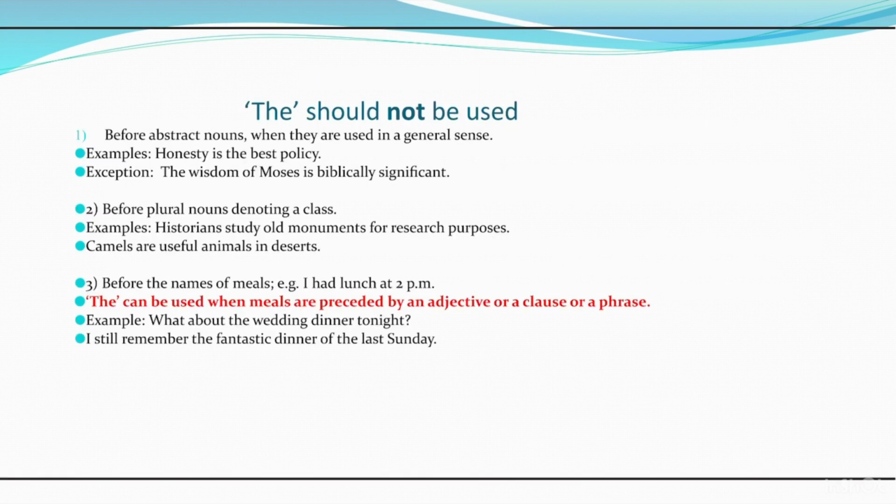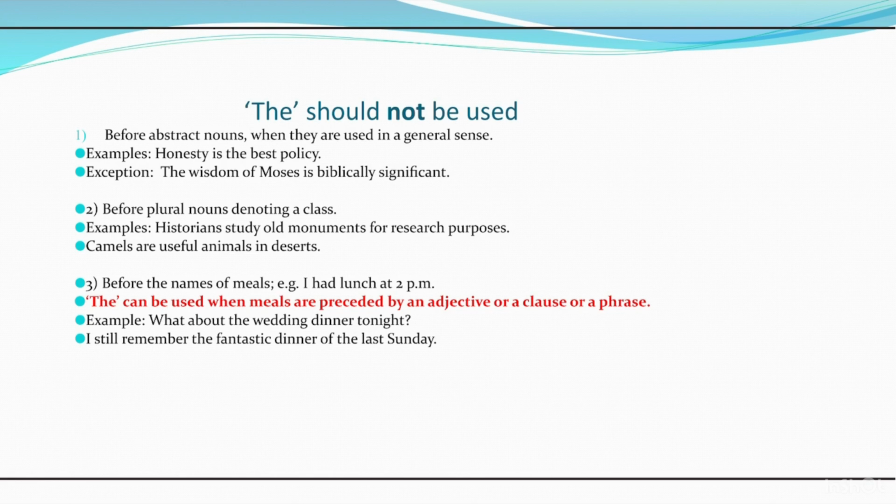Achha. Now, let us look at the examples where we should not use the before abstract nouns when they are used in a general sense. Honesty is the best policy. So here honesty is an abstract noun. We should not use the before honesty. Okay. Now exception. The wisdom of Moses is biblically significant.